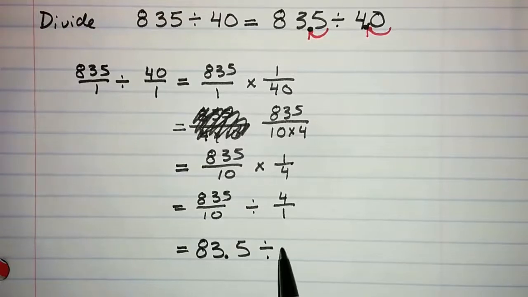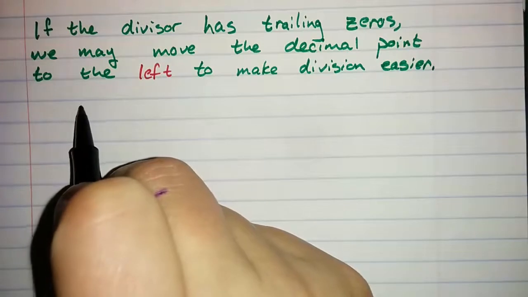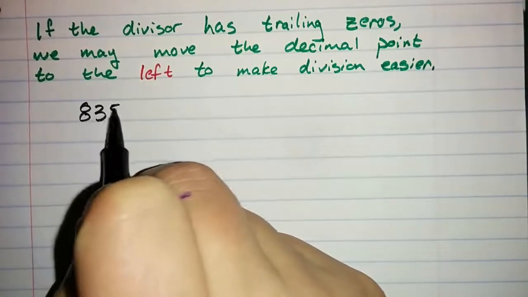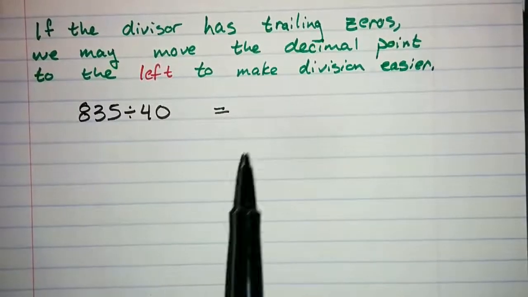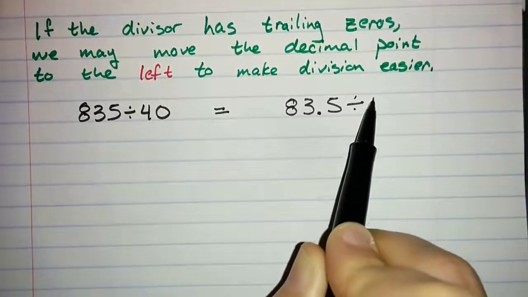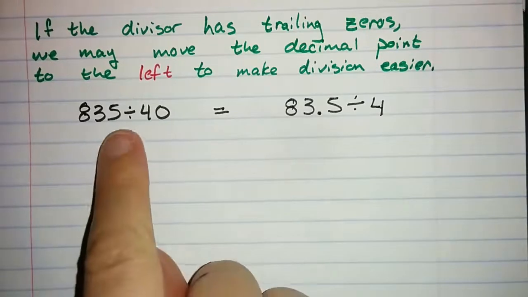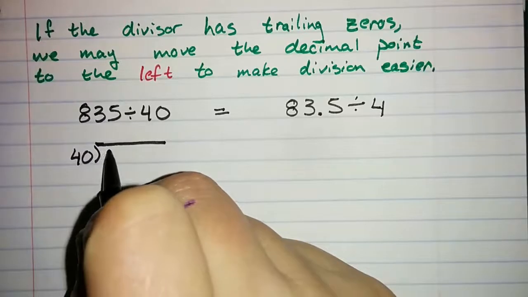or 83.5 divided by 4. Practical upshot: if the divisor has trailing zeros, we can move the decimal point to the left to make the division easier. So our original problem again was 835 divided by 40, and we think that we can rewrite that as 83.5 divided by 4. Now there's nothing wrong with this division problem. We can do it. It's just harder than it needs to be.